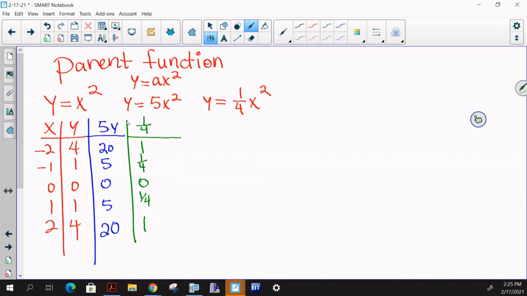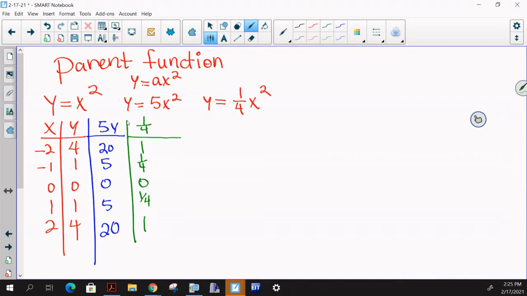So you see how when A was a fraction less than 1, my y values are compressed. That's important to know. Let's talk about a little different problem. We've kind of got an idea of how A affects the graph. Remember, if A is greater than 1, it's going to vertically stretch the graph. If A is between 0 and 1, if it's a fraction that is less than 1, then it's going to vertically compress that graph.